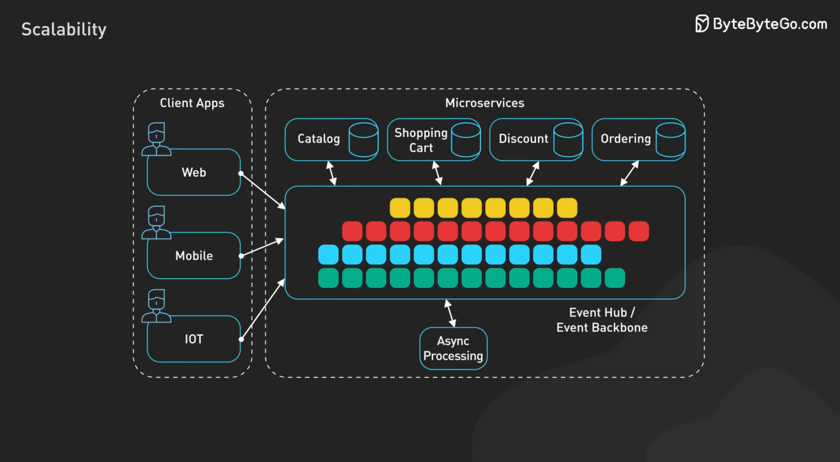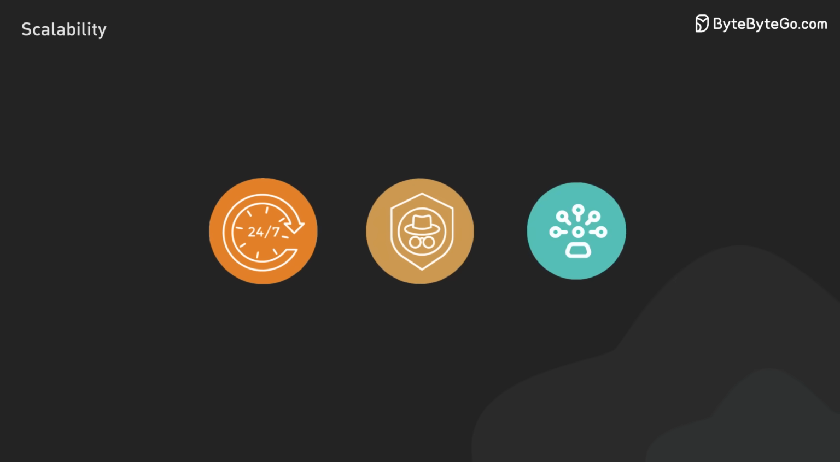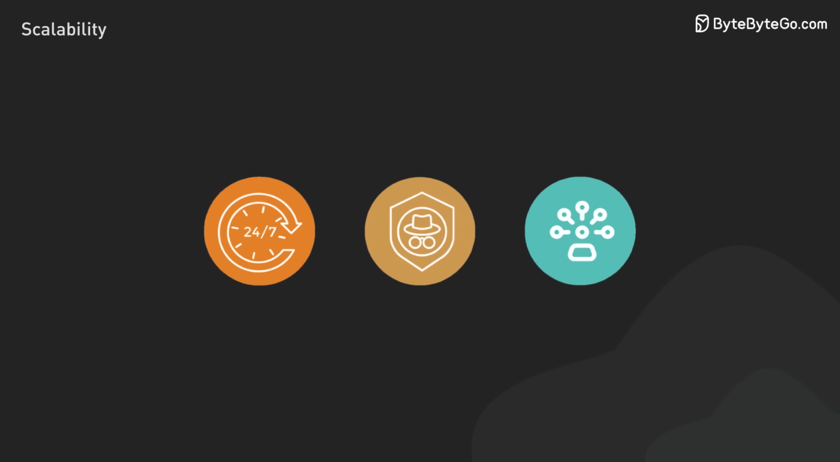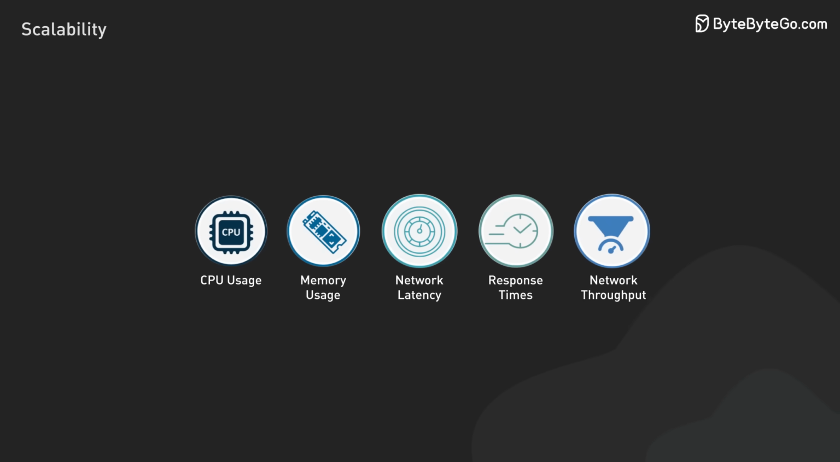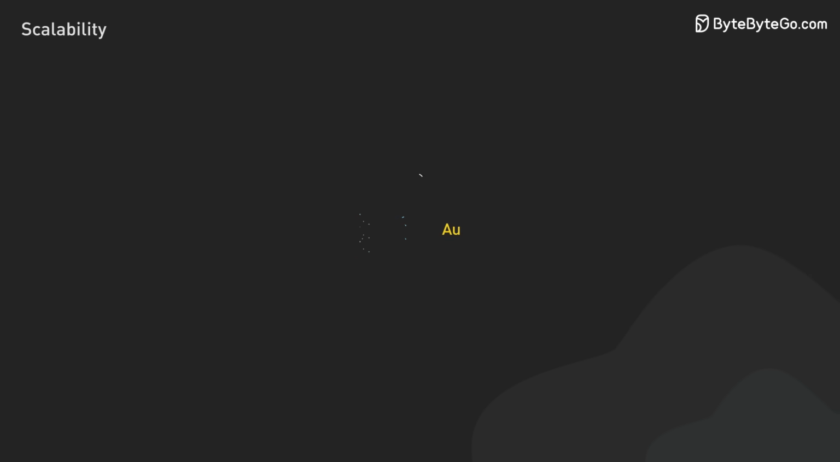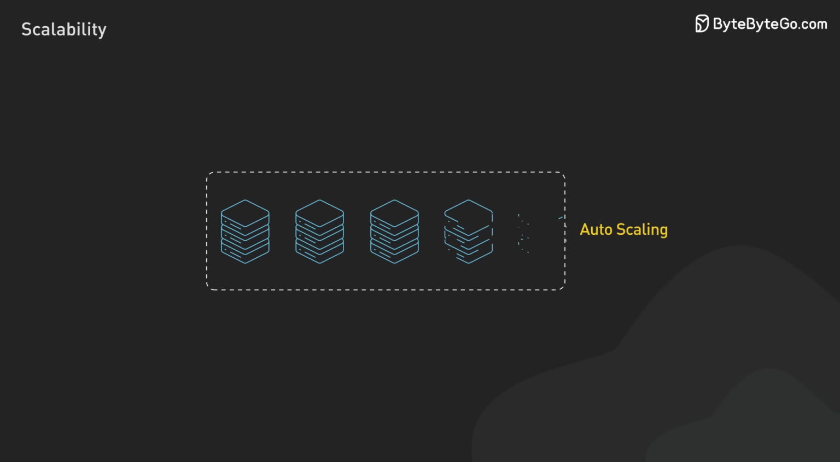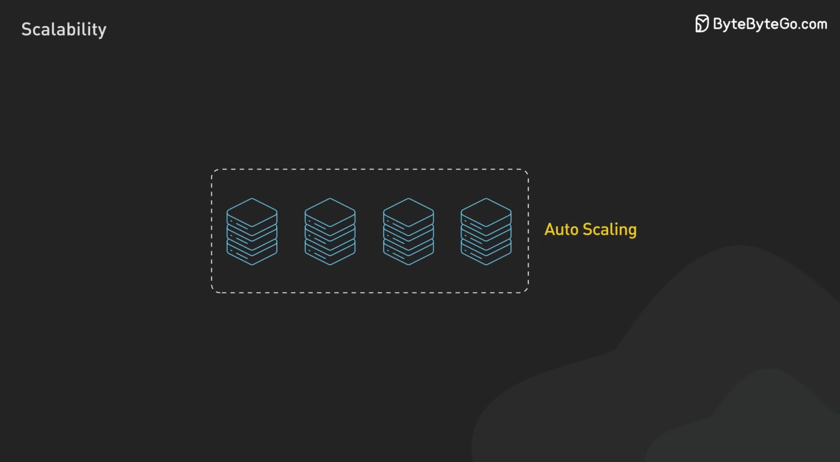Building a scalable system isn't a set-it-and-forget-it task. It's an ongoing process of monitoring, analyzing, and optimizing. Keep a close eye on key metrics like CPU usage, memory consumption, network bandwidth, response times, and throughput. These metrics are invaluable for identifying bottlenecks and making informed decisions about when and how to scale.